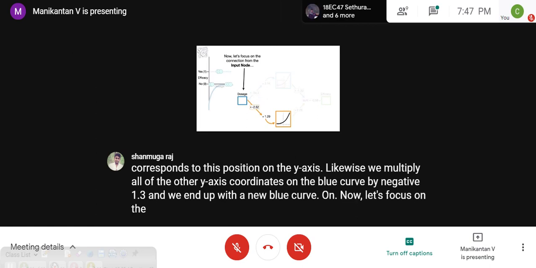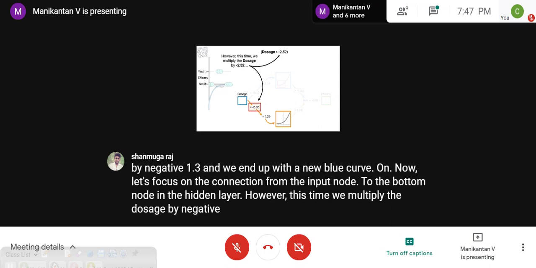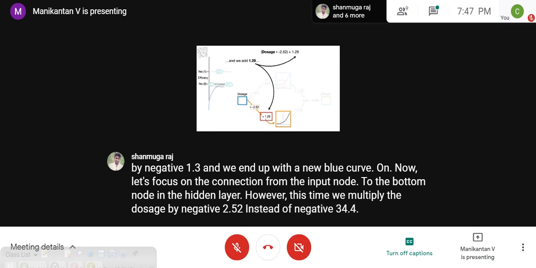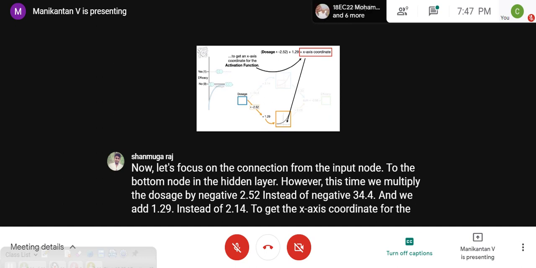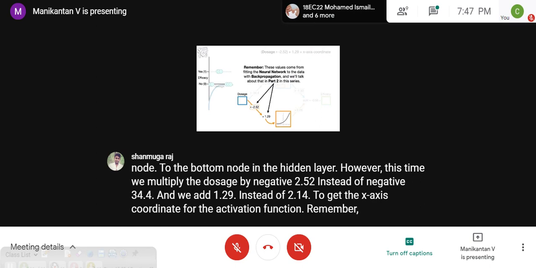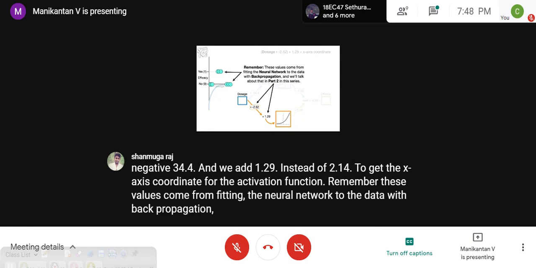Now let's focus on the connection from the input node to the bottom node in the hidden layer. However, this time we multiply the dosage by negative 2.52 instead of negative 34.4. And we add 1.29 instead of 2.14 to get the x-axis coordinate for the activation function. Remember, these values come from fitting the neural network to the data with backpropagation, and we'll talk about that in part 2 in this series.